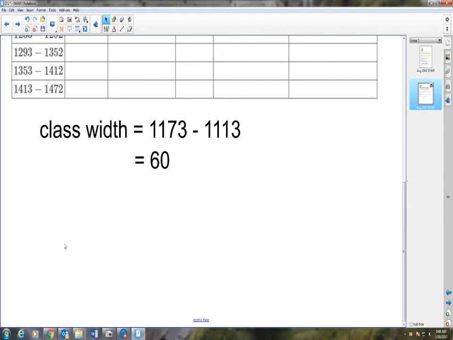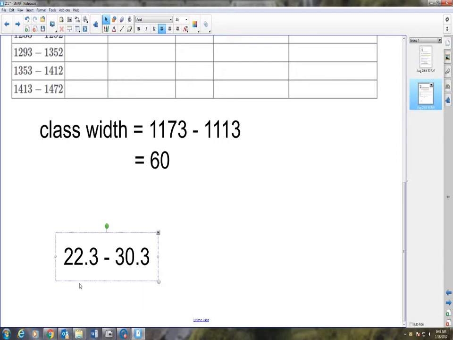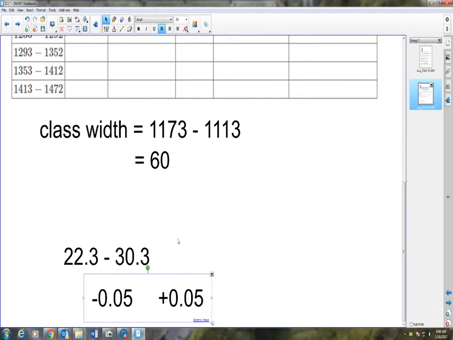Let's pretend my class is 22.3 to, let's say, 30.3. If my class involves one decimal place, then that will be minus 0.05 and the other one would be plus 0.05. So for whole numbers, just add and subtract 0.5. For one decimal place, it will be 0.05. That's what that means.